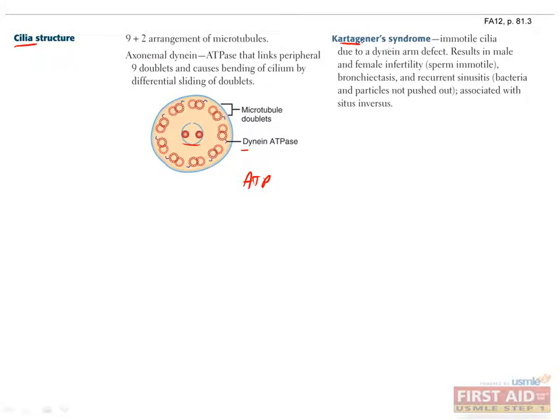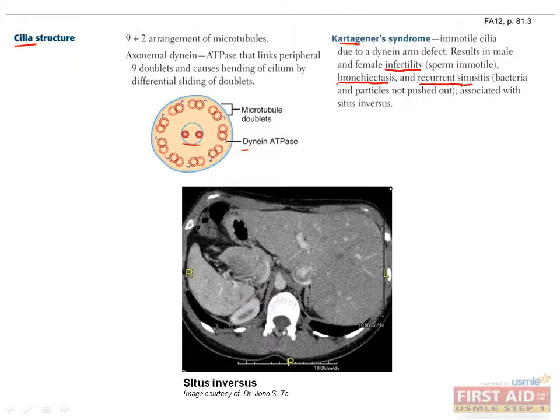Kartagener syndrome, also known as ciliary dyskinesia, is a rare autosomal recessive disorder that results in immotile cilia due to a defect in dynein. This results in both male and female infertility, since sperm can't move and the cilia in the fallopian tubes can't propel the ovum towards the uterus. Patients with Kartagener also have bronchiectasis and recurrent sinusitis, since cilia are required to sweep particles out of the lungs.